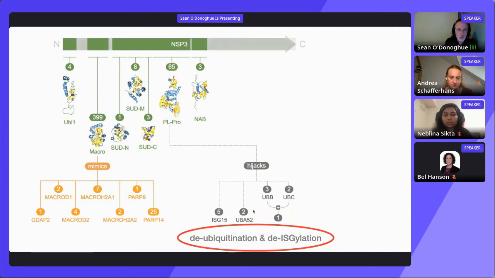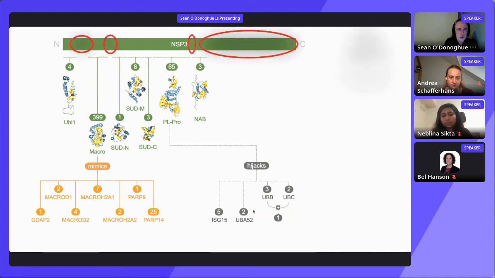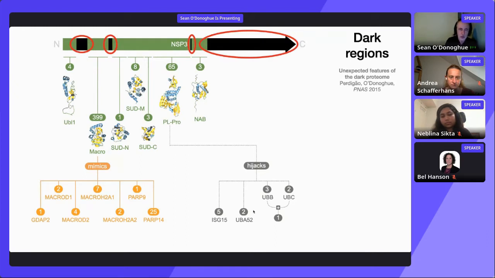Turning again to the NSP3 sequence, we see there are these regions where we don't find any structural matches, and these we call dark regions. We had a paper some years ago examining these regions in more detail. What's interesting about them is that, the way the modeling is done, it's not that we don't know the structure of those regions.